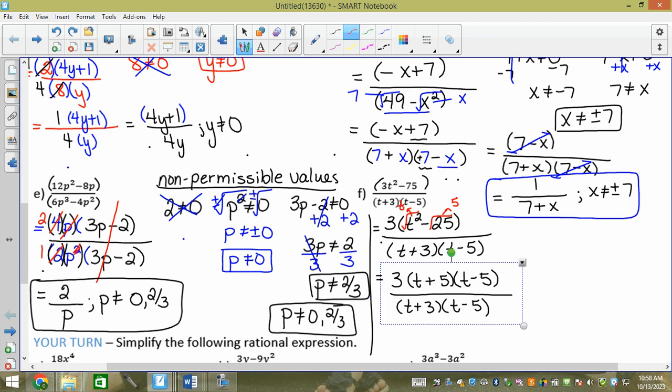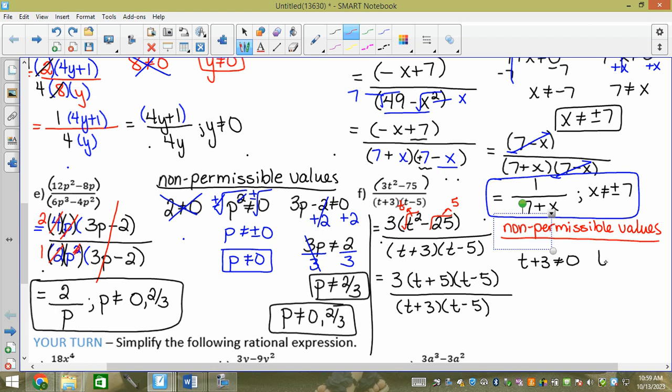Now I see the t minus 5's cancel, and I'm excited. But before I cancel them off, I always have to make sure I state the non-permissible values. So I take my 2 brackets and say they can't equal 0. T plus 3 can't equal 0. T minus 5 can't equal 0. Do I care about the numerators? We talked about this 2 days ago. Can our numerators equal 0? Yep. Yeah, because 0 divided by anything is 0. That's fine. You just can't divide by 0.